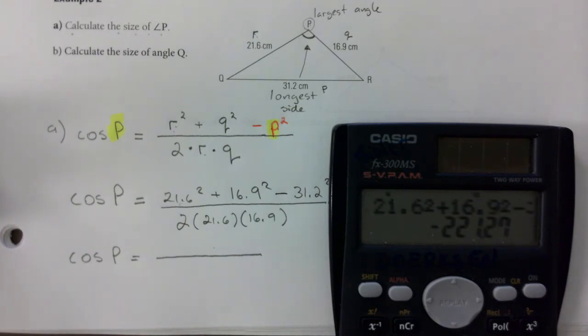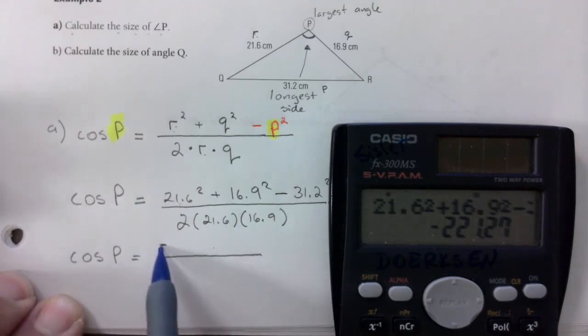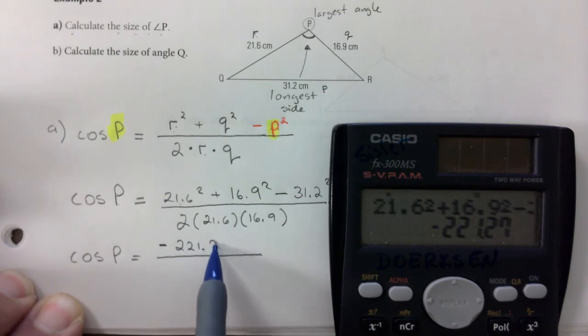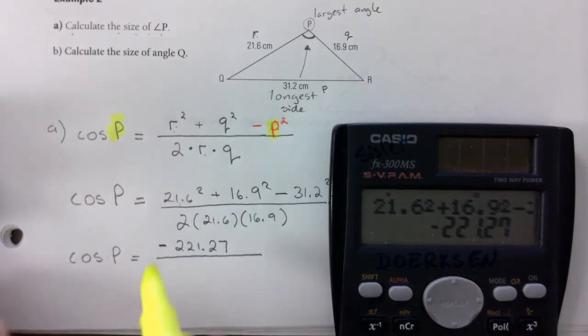is equal to, is that a negative, Mr. Dirksen? Did I make a mistake? Didn't make a mistake. It's okay. Negatives are okay. Because you're subtracting a bigger number. Okay, write it down. Just like that. Make sure you don't drop the negative. I will highlight that so that it sticks out.